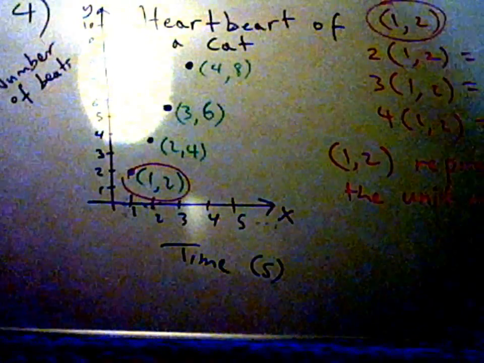So your explanation would be 1, 2 represents the unit rate because it tells us that for every 1 second, or just for every second, the cat's heart beats 2 times.